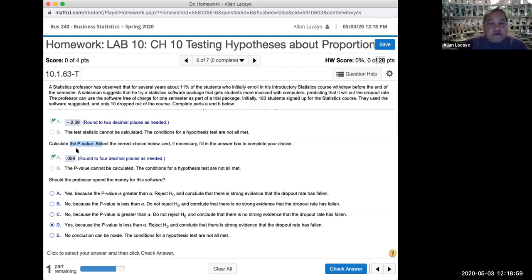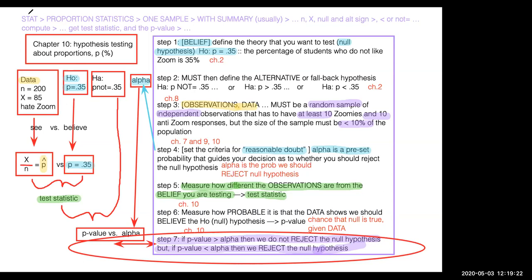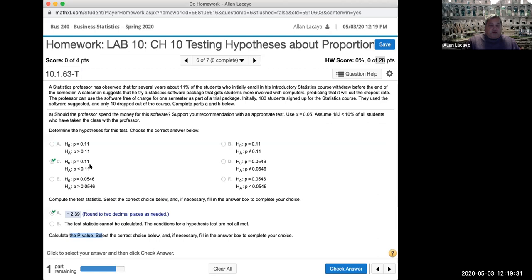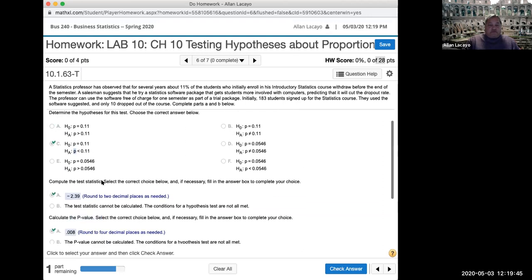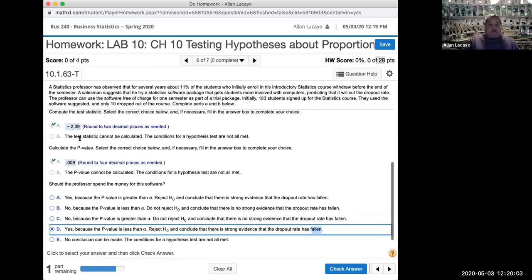Okay. That's where we go back to our board work and look at the last step. If the p-value is smaller than alpha, which it is in this case, because 0.0083 is less than 5%, then we reject the null. The null hypothesis is rejected. In other words, out of these two theories, equals versus less than, the better of the two is less than. What that means is that the software seems to be working, because it seems to be lowering the rate of dropping based on the observed data. So should the instructor buy the software? Yes, because the p-value is less than alpha, which means we reject the null and conclude that there is strong evidence that the dropout rate has fallen. And that fallen comes from this less than here.